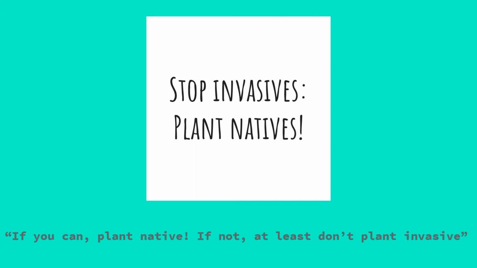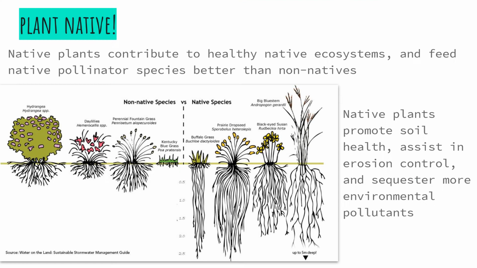By planting native species, you're helping to stop the spread of invasive species. My favorite quote that I heard was, "If you can, plant native. If not, at least don't plant invasive." When you plant with native plants, you're helping to contribute to healthy native ecosystems, and you're feeding native pollinator species better than if you were planting with non-natives. Native plants also promote soil health, assist in erosion control, and sequester more environmental pollutants.